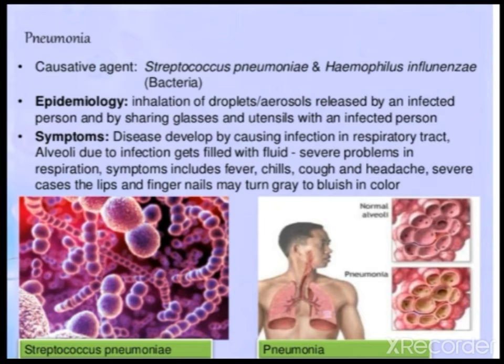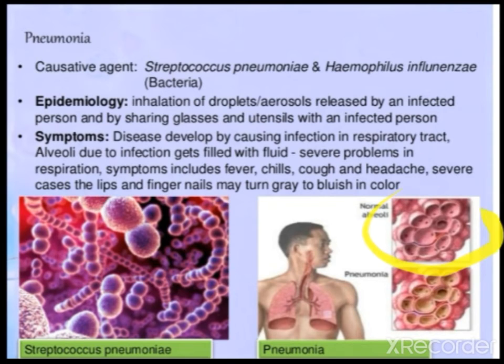Symptoms for the disease: it develops mainly as a respiratory tract infection. The lung alveoli get filled with fluid because of the infection, so the alveoli are not able to do gas exchange properly. Once again, in all diseases you will get fever. Here also fever, chill, cough, headache. In severe cases, the lips and fingernails turn grey because there is lack of oxygen. Proper supply of oxygen won't be there because the alveoli are filled with water.